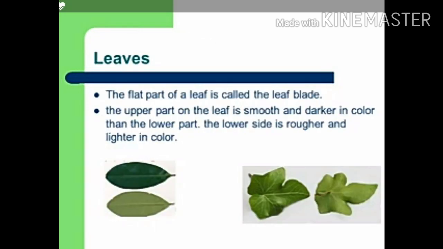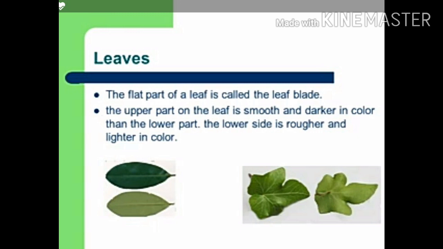Now, leaves. The flat part of a leaf is called the leaf blade. The upper part of the leaf is smooth and darker in color than the lower part. The lower side is rougher and lighter in color.